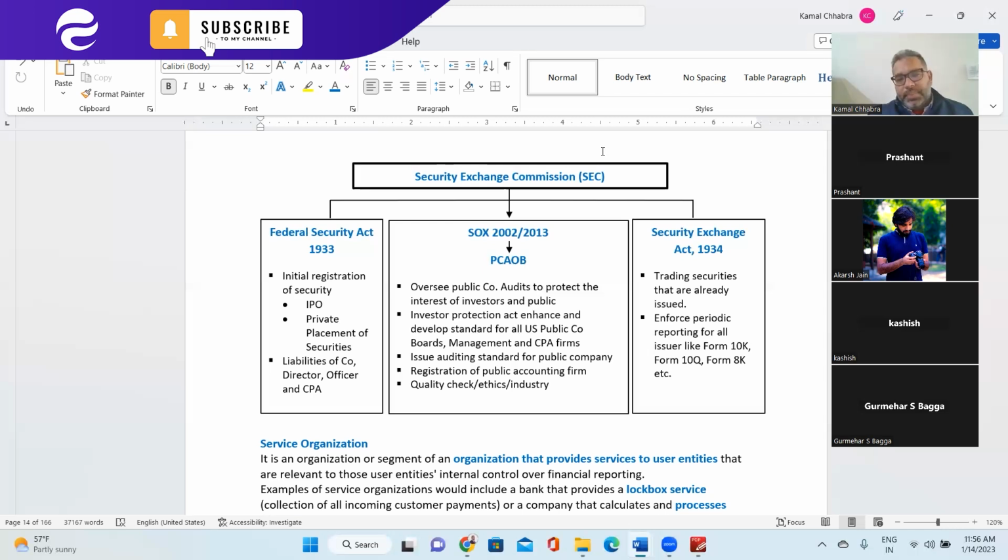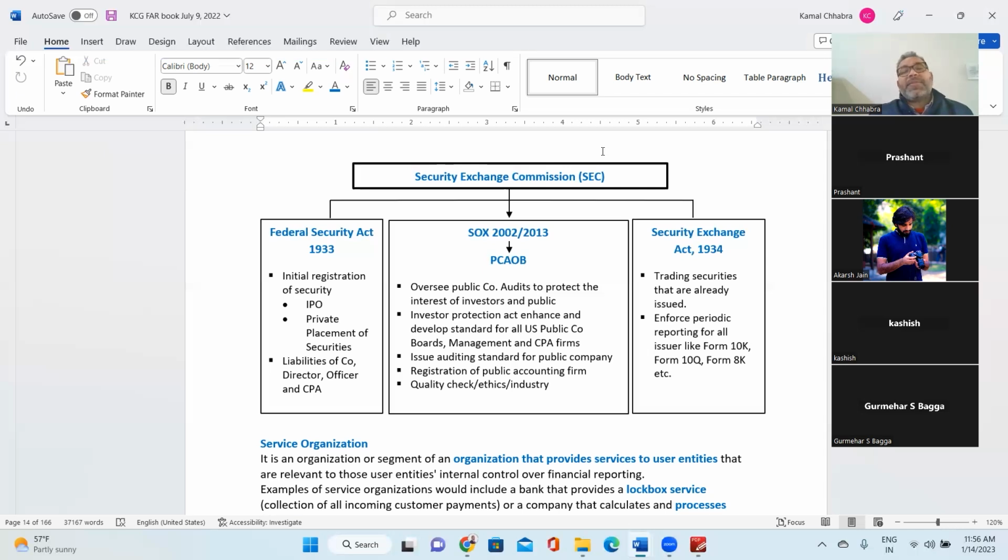The third act that came up in 2002 is the SOX, the Sarbanes-Oxley Act of 2002, which was further amended in 2013. This SOX Act formed a committee called PCAOB. What is PCAOB? Public Company Accounting Oversight Board. So the PCAOB comes through the SOX Act.